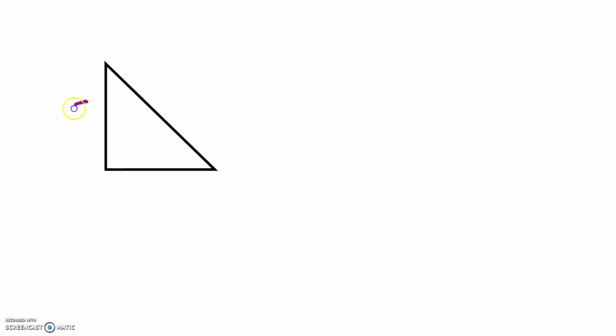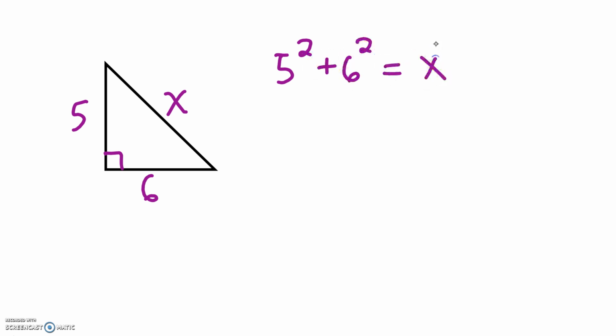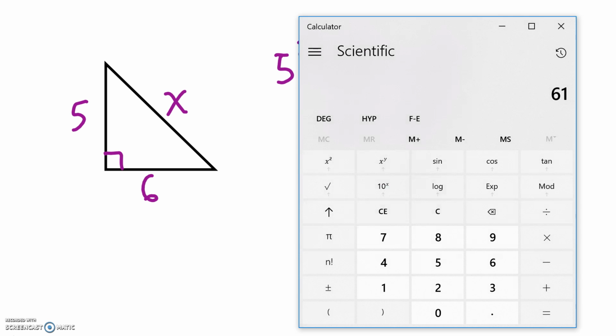So let's say that we have this value is 5, this value is 6, and we want to find the hypotenuse, which I'll call x. We can use Pythagorean's theorem, which says that the sum of the legs squared is equal to the hypotenuse squared. 5 squared is 25, 6 squared is 36, and that sum is 61. When we square root both sides, we get 7.81.